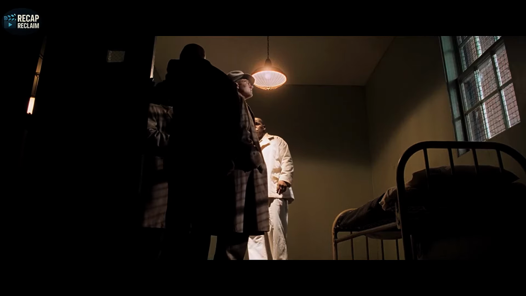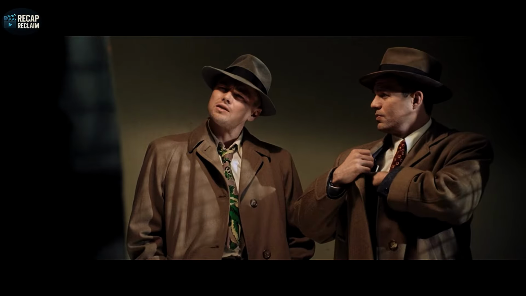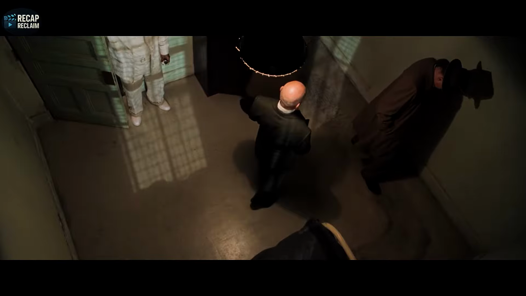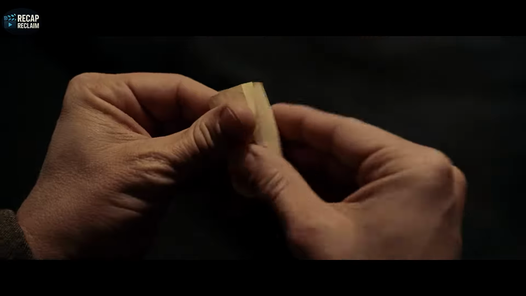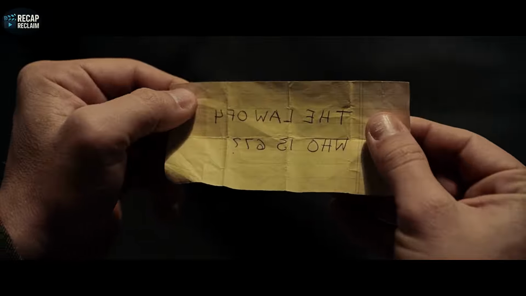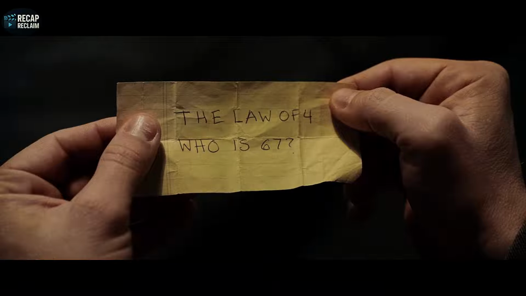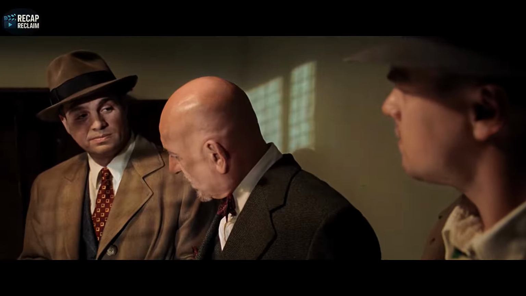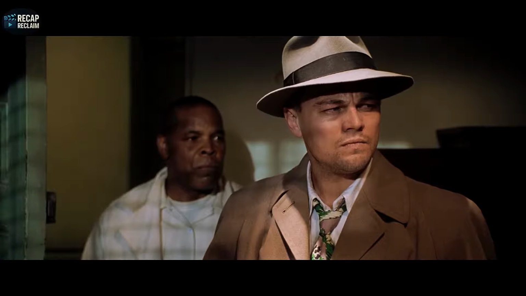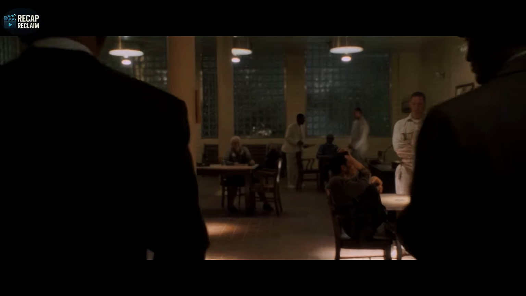Teddy investigates Rachel's room. He notices something strange. The room feels staged. Everything is neatly placed. Nothing looks like a struggle. Then he finds a hidden note, folded and kept inside the cell. It says just one line: the Law of 4. Who is 67? This is our first big mystery. The hospital only has 66 patients on record. So who is patient number 67?